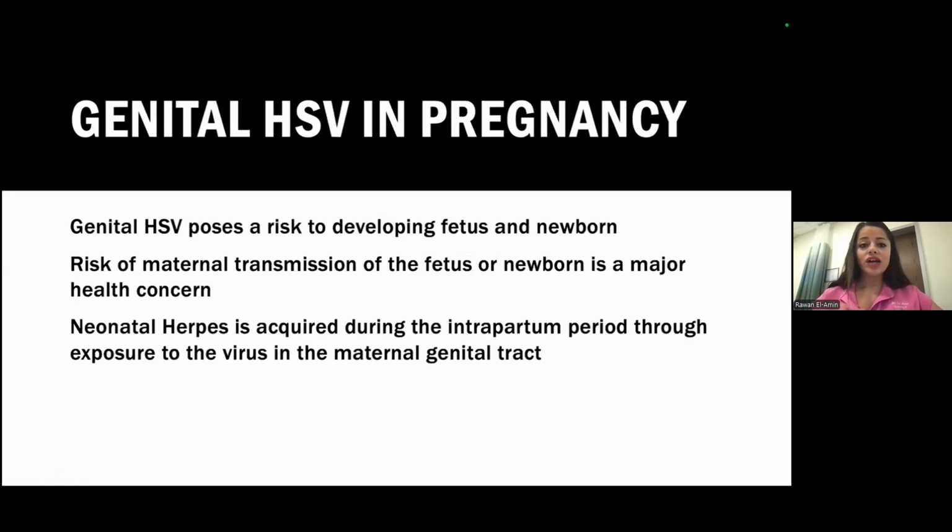And I wanted to talk about HSV real fast because I feel like it doesn't get as much attention. Genital herpes is also a great risk for developing mom and fetus and newborn, and it's usually transmitted during delivery. So it's very important to recognize any patients who have that history and then put them on the prophylactic doses and really investigate whether they have any lesions at the time of coming into labor and delivery.